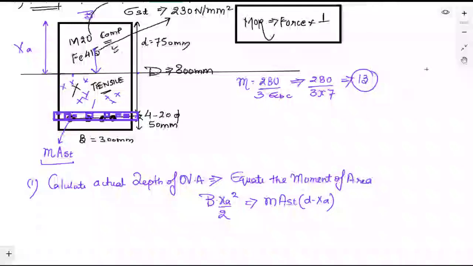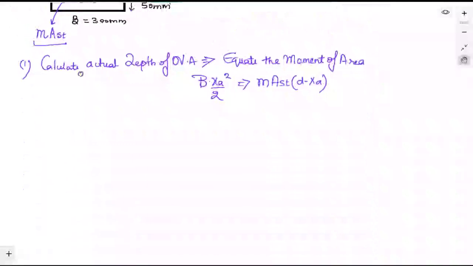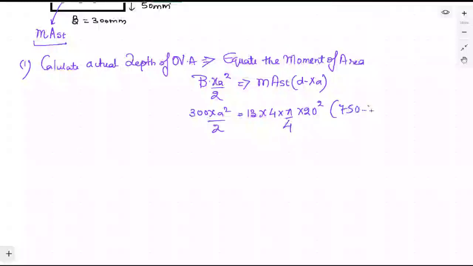Now, let's put the value. You already have the values given to you. You can just put the value in place of B. B is 300. So we will put 300 into XA square divided by 2. This is equal to 13 into AST, which is 4 into pi by 4 into 20 whole square, where 20 is the diameter, into bracket 750 minus XA. Now you will calculate the value of XA from here.